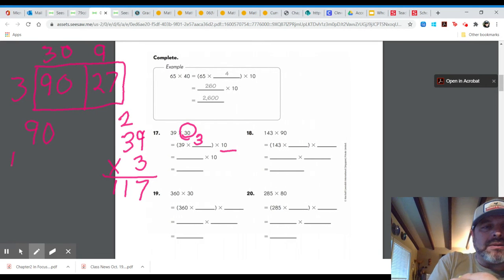Uh-oh, it keeps going down on me. So, well, I'm adding those together. Guys, know that's a plus sign. I don't know why it's not letting me do that.